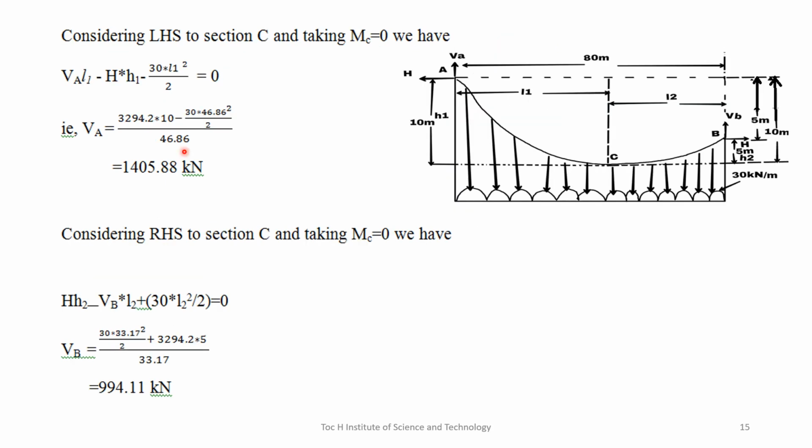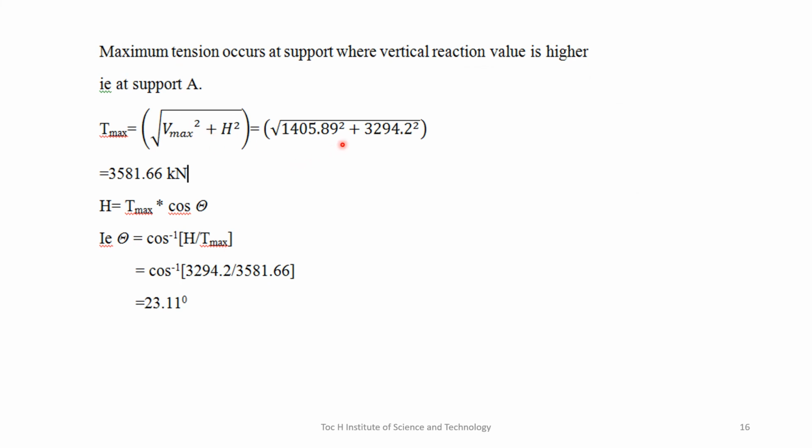Okay. So here you got VA is equal to 1405 and VB equal to 994. So VA is greater than VB, so the maximum tension is equal to square root of VA square plus H square. And that's equal to 3581.66 kilonewton. Now we have to find the angle theta, and theta is equal to cos inverse of H divided by T max, and that's equal to 23.11 degree. Okay.